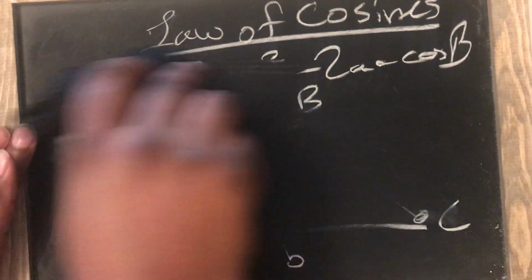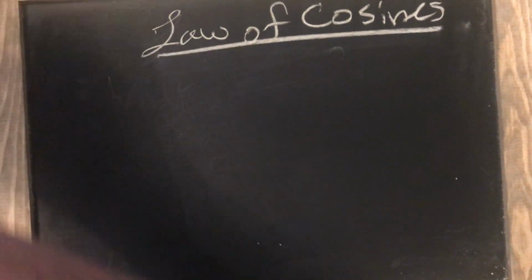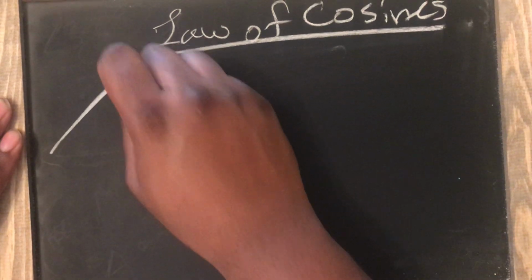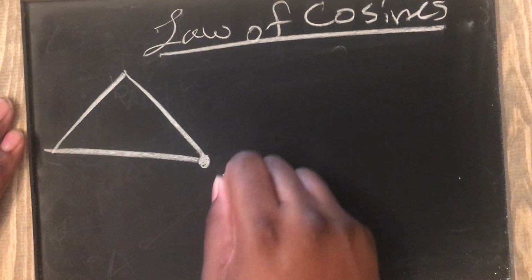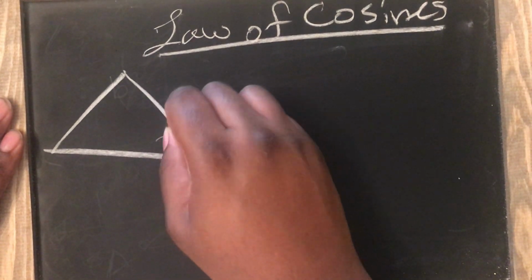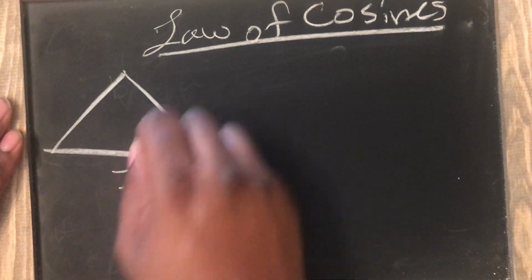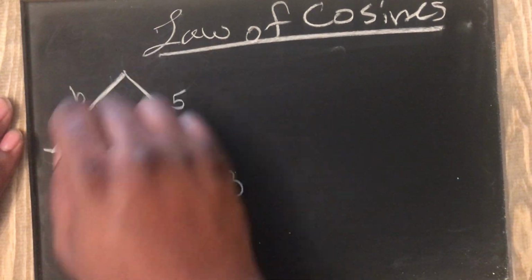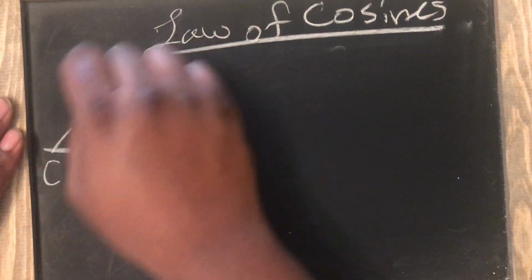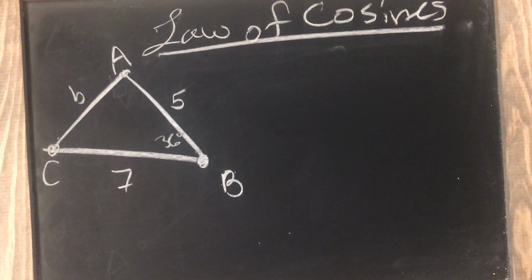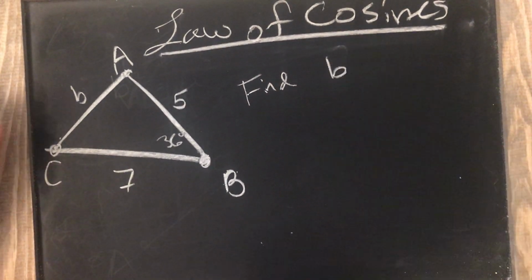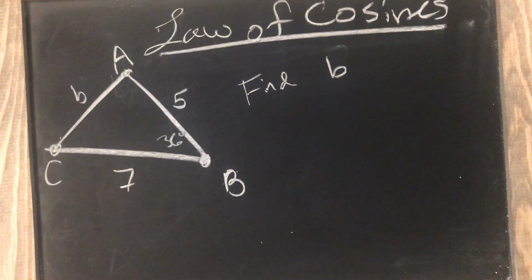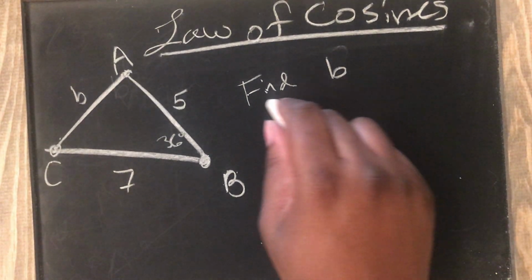So we're given this problem. You've got a triangle where big B is 36 degrees, with sides 7 and 5, little b, c, and a. The question is: find little b. So how do you do that?